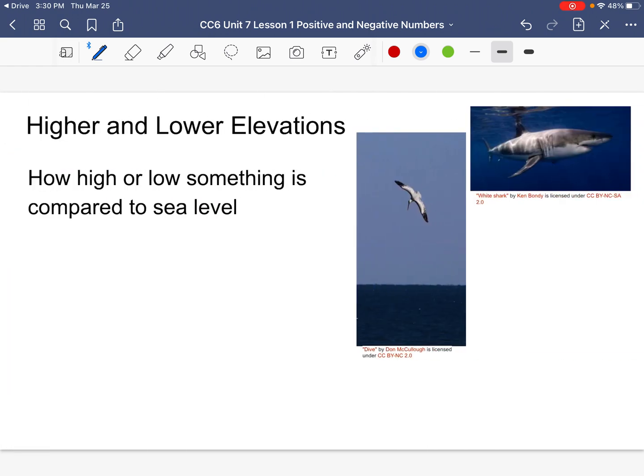We also use positive and negative numbers when we're working with elevations. Elevation is how high or low something is compared to sea level. And in the picture here with the bird, sea level is here. And so we could say that the bird is flying at approximately, I'm going to just guess, 20 feet above sea level.